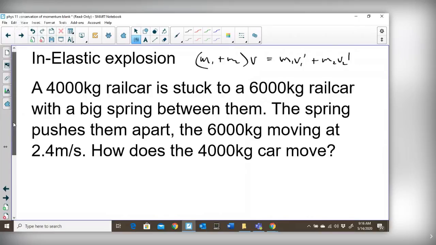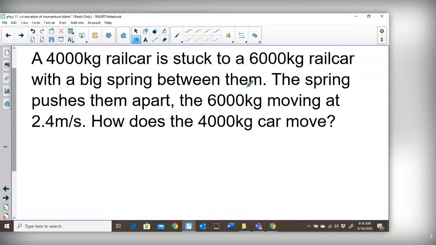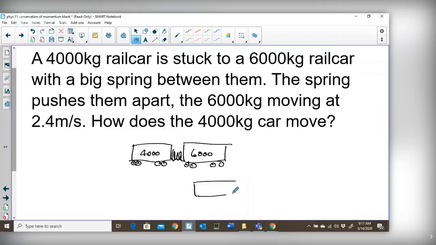So here we have a 4,000 kilogram rail car stuck to a 6,000 kilogram rail car. I don't know where they get these rail cars from. My budget never allowed me to do this, nor to have a spring large enough to do that. Okay, so here we have our 4,000, and here we have our 6,000 kilogram rail car. The spring between them pushes them apart. And what we find is that the 6,000 kilogram rail car is now traveling at 2.4 meters per second.